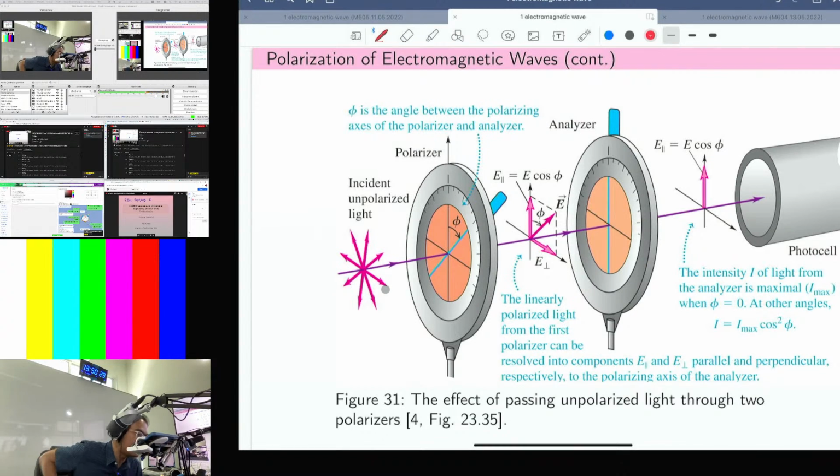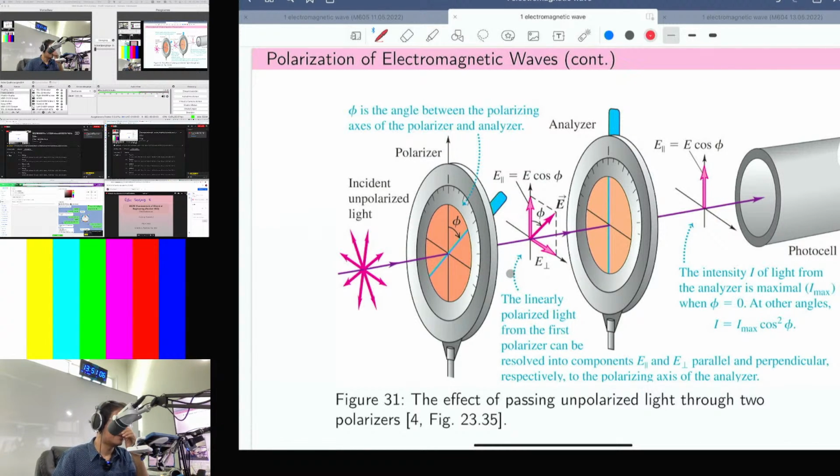Let's talk about phi, which is the angle that we rotate or shift the polarization axis a little bit from the vertical line. Once you have light in any polarization orientation, this represents the E field. And once you have the knob like this, only the light that has the polarizing axis like this will be transmitted through the first polarizing filter.